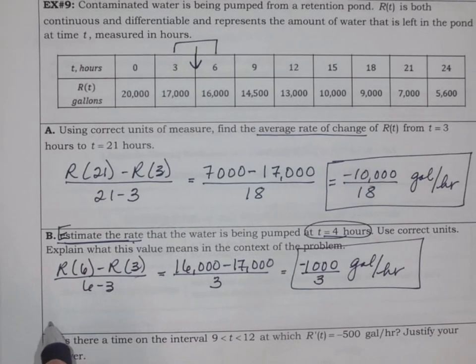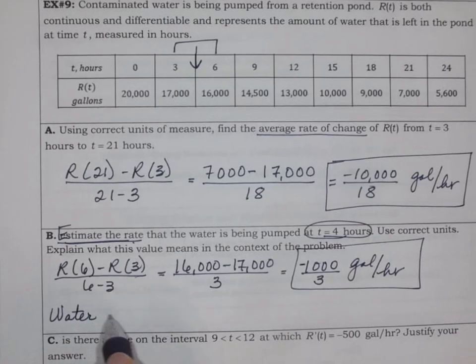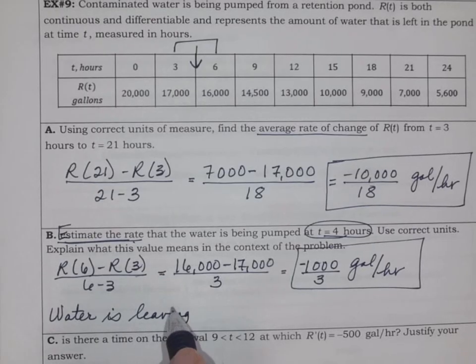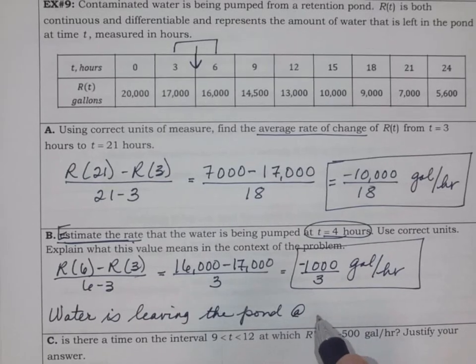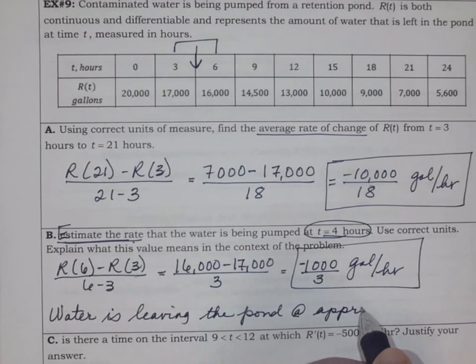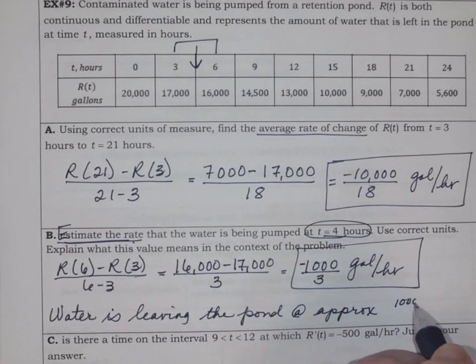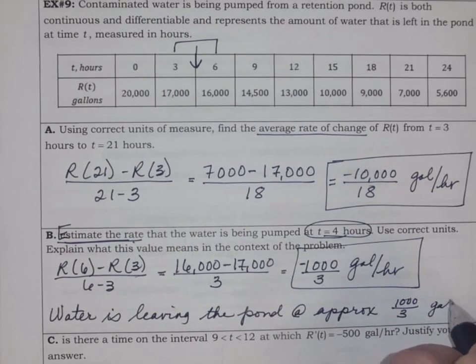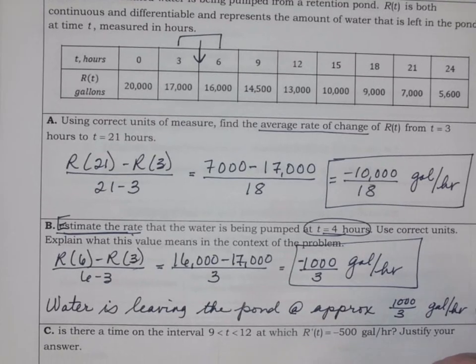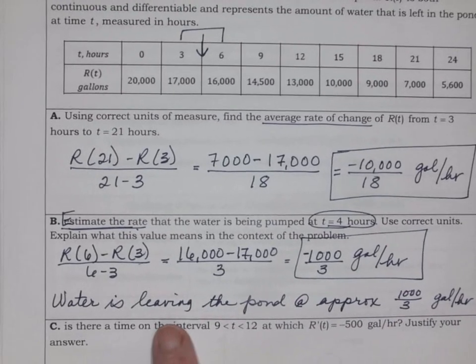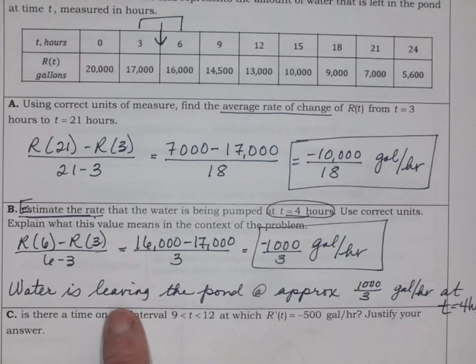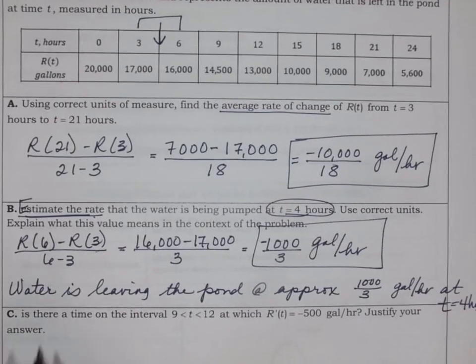So that means water is, what are we in? A pond. Leaving the pond at approximately 1,000 over 3 gallons per hour at t equals 4 hours. Okay, so we don't put it negative because we've written the word leaving. Leaving indicates that it's a negative rate.